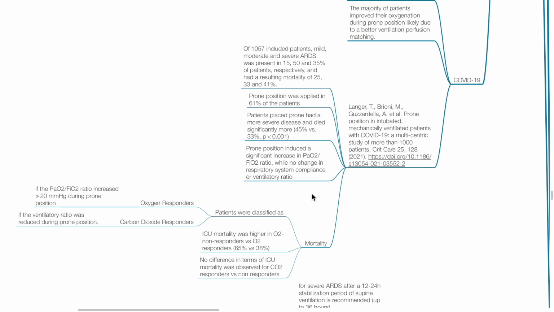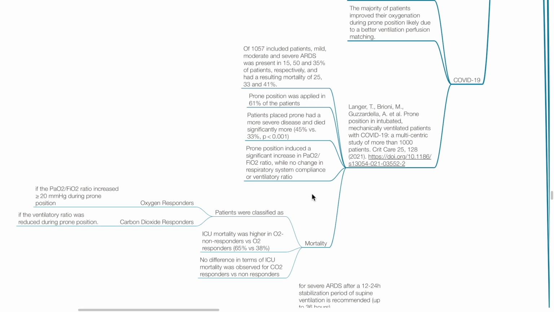Prone position was applied in 61% of the patients. Patients placed prone had a more severe disease and died significantly more, 45% versus 33%. Prone position induced a significant increase in PaO2 to FiO2 ratio, while no change in respiratory system compliance or ventilatory ratio was found.